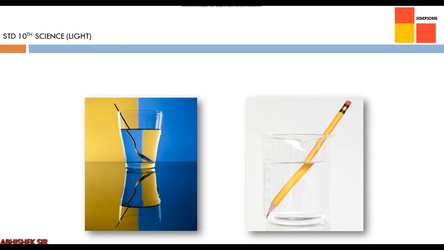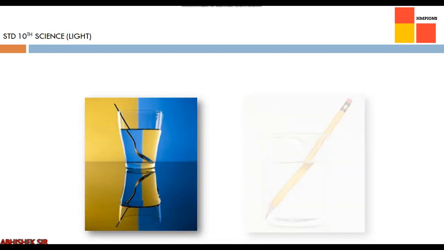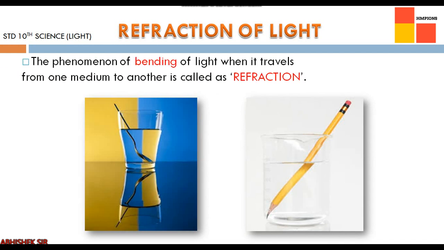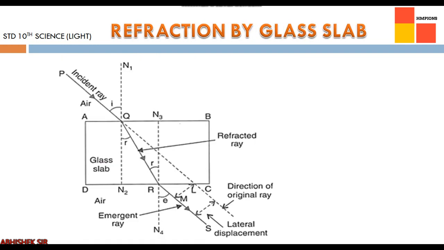Whether it is a pencil or a spoon, in both the cases we are seeing that there is a bending. So what exactly is refraction? Refraction is the phenomenon of bending of light when it travels from one medium to another. So change in direction or bending of light is nothing but refraction. Now quickly going to the next topic, that is refraction by glass slab.